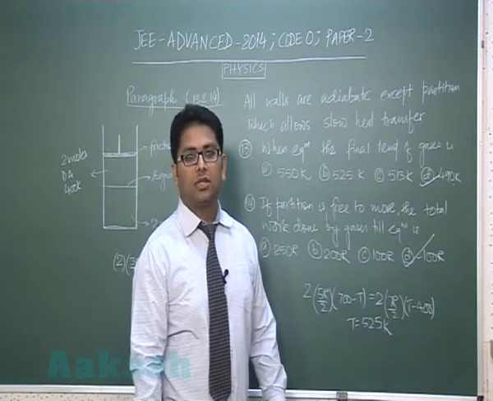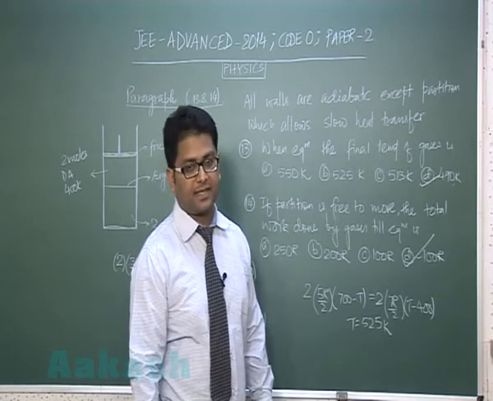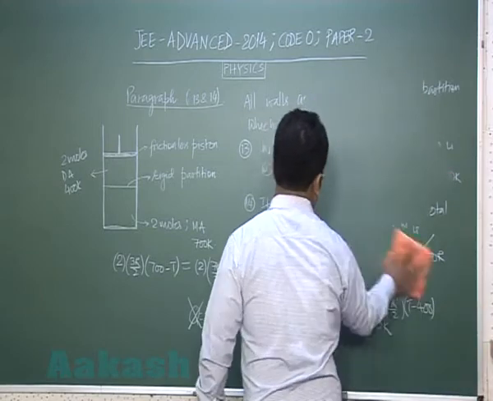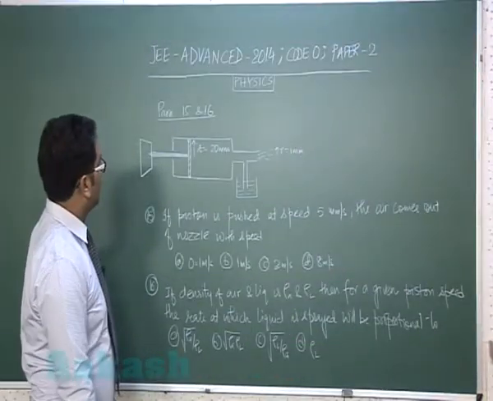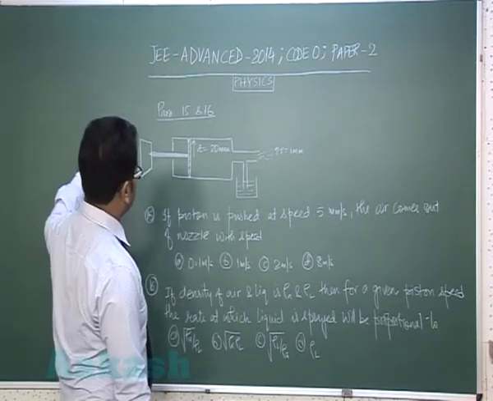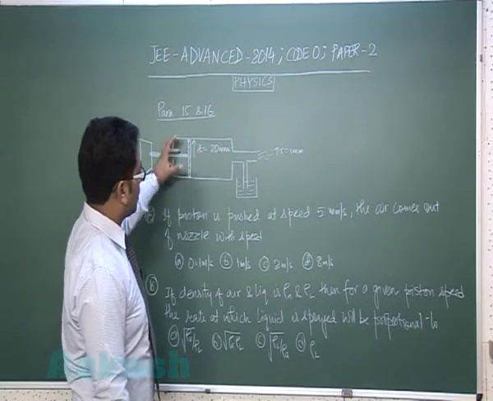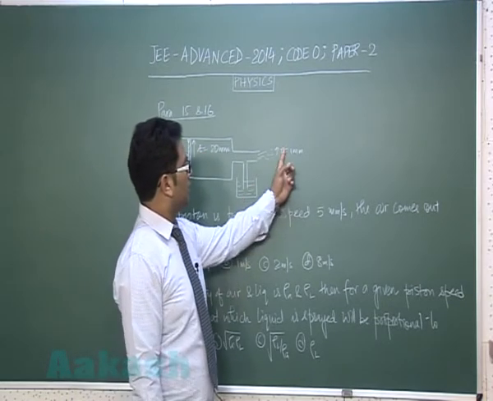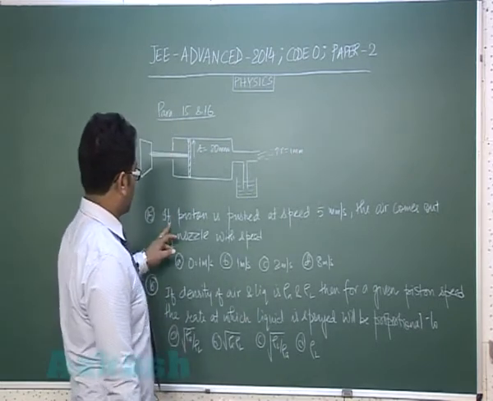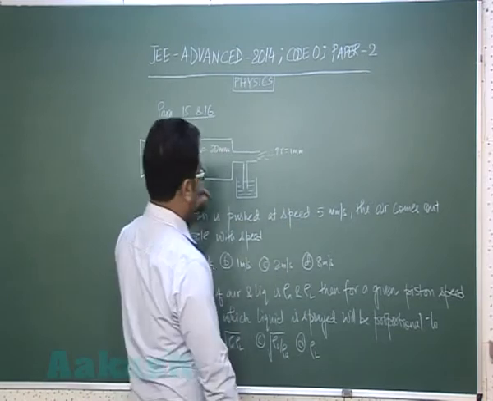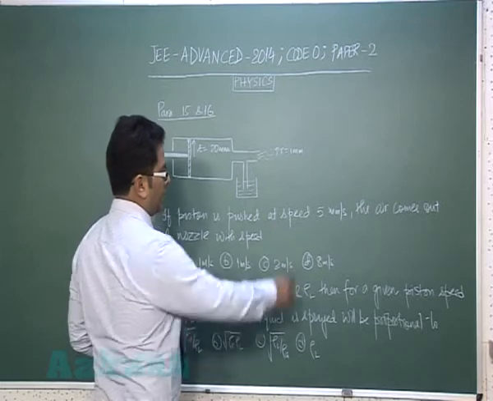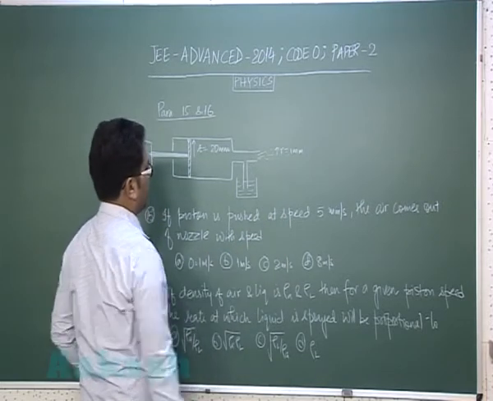We'll go to the next comprehension, 15 and 16. Alright, questions 15 and 16 are about a spray, where the piston is being pushed, and correspondingly the liquid would rise up and be sprayed out. The first question is, if the piston is pushed at a speed of 5 millimeter per second, the air comes out of the nozzle with what speed?